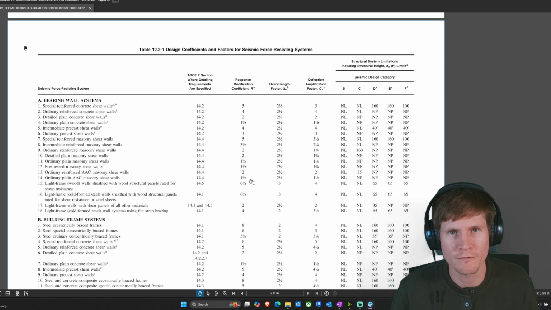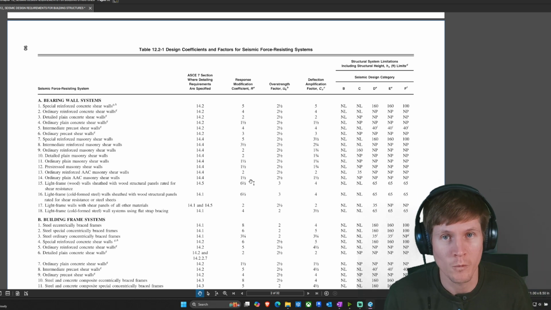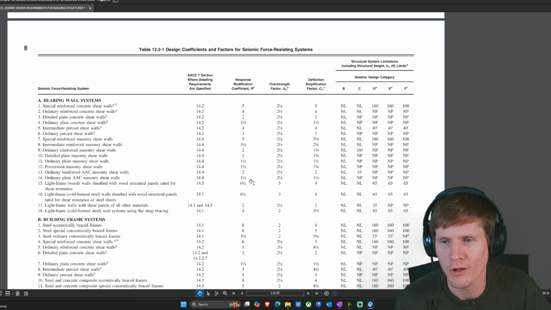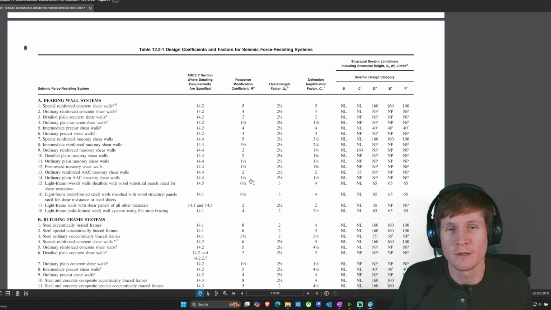So in its most basic form, we're gonna head to our favorite table, 12.2-1. Looks something like this. It's at the beginning of chapter 12, and it has all of that good critical info for the start of any type of building design for a seismic application. So know it, learn it, live it, all right?